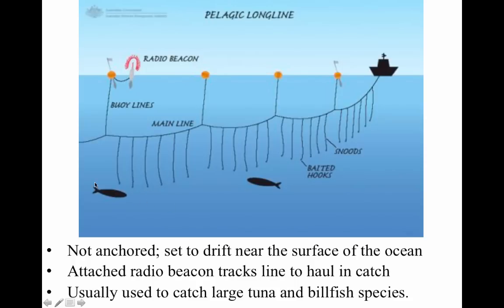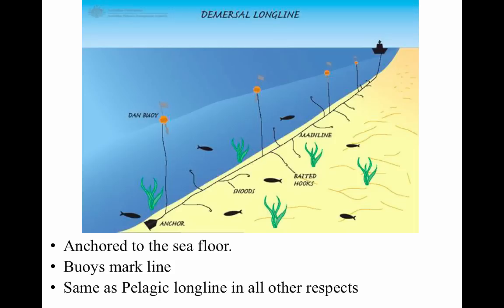So here you have a pelagic long line. Pelagic just means out in the open water. So you're not talking about shallow water, but it doesn't mean that the line has to be at the bottom. It could be floating at the surface. So it's not anchored. The fishing boat will just drop this off with a radio beacon in the morning, come back in the evening and pick up the line and see what kind of fish you have. And they use this to catch large tuna and other species.